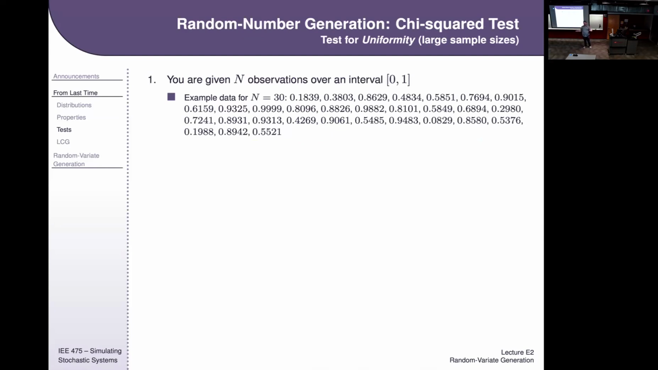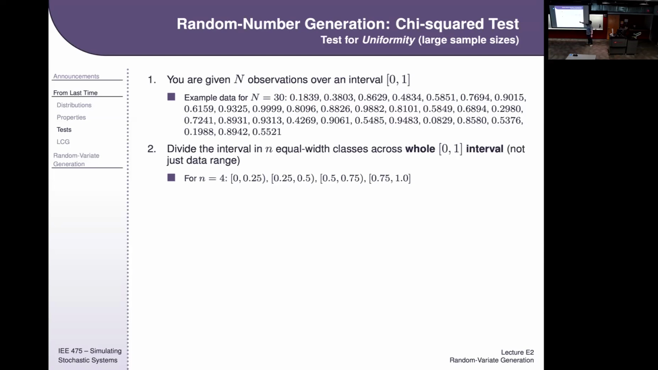We think that it's probably good. We think that it's probably generating uniform numbers, but we want you to test it. So our null hypothesis is that it does draw numbers from a uniform distribution, and we want to see if the chi-squared test will reject that null.